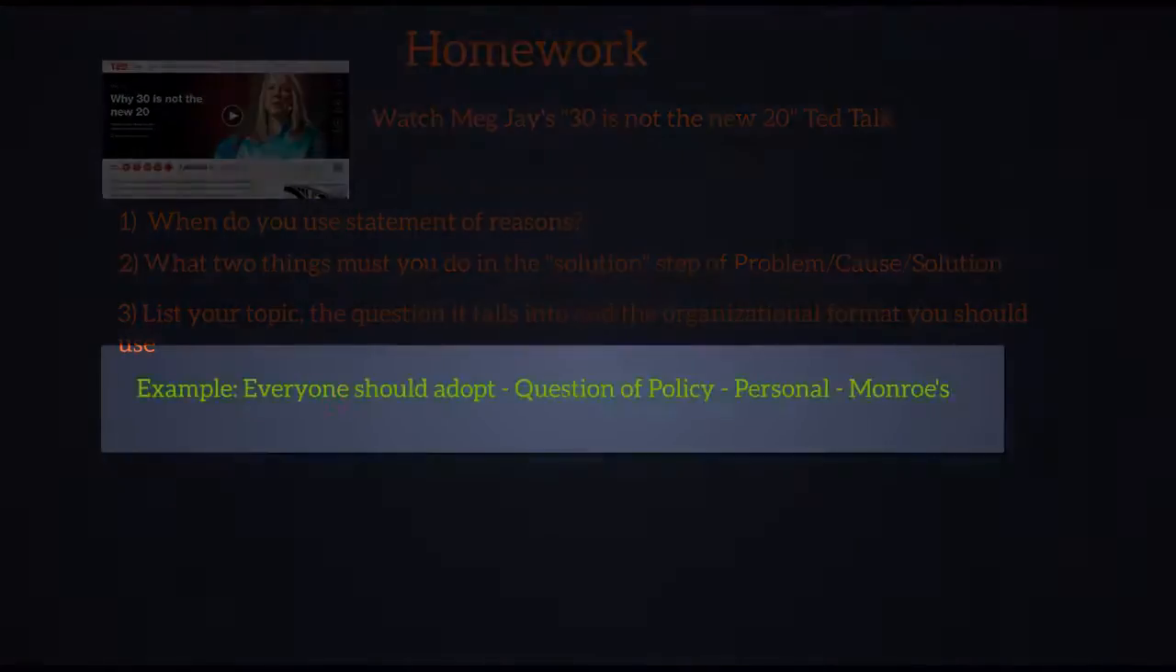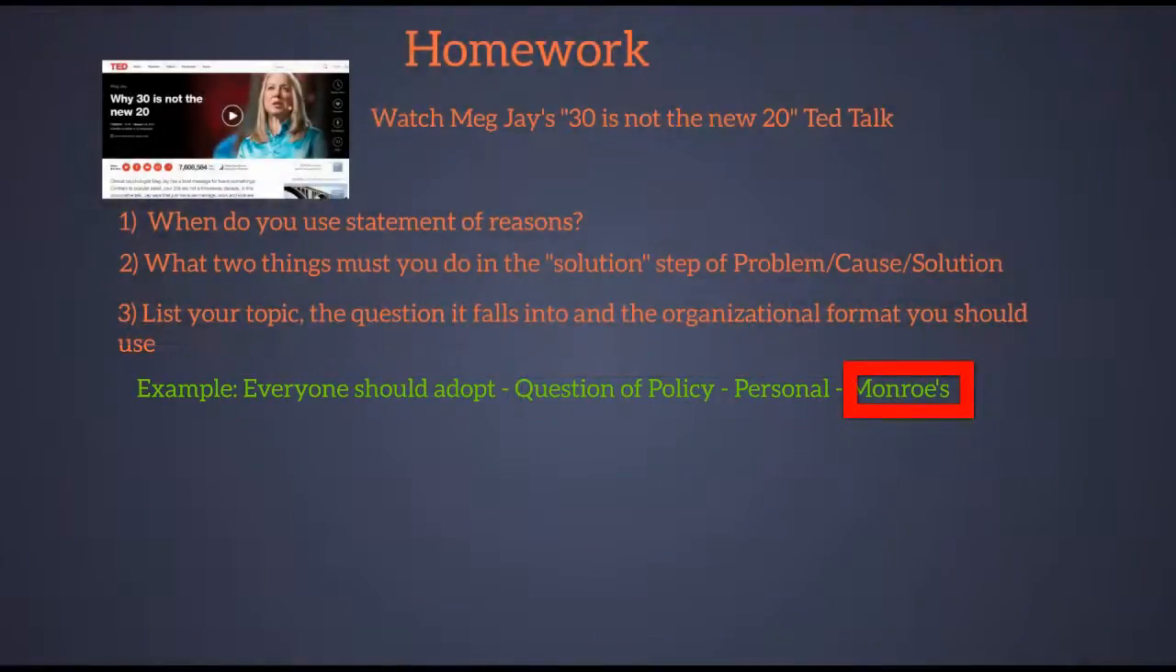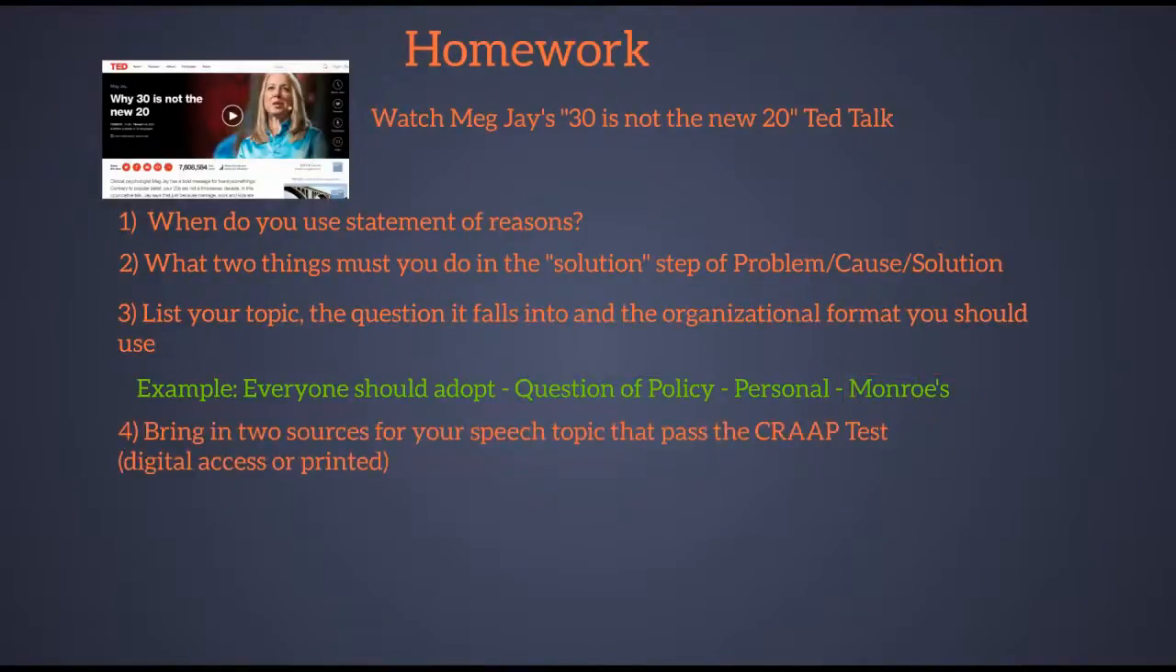So to give you an example, if my topic is everyone should adopt, right, obviously it's a question of policy, personal. Because I'm using personal action, I would have to use Monroe's. So that's what I need you to list. Then I need you to bring in 2 sources for your speech topic that pass the CRAP test. So I'm going to be looking for things like Google Scholar, Google Books, the database, journalistic sources, right, using news or in-depth articles, any of those sorts of things.